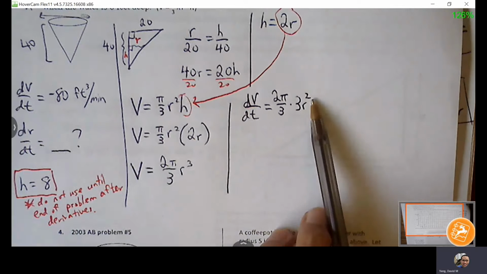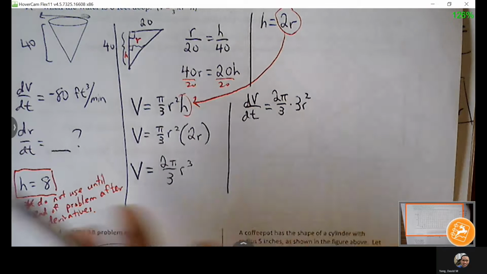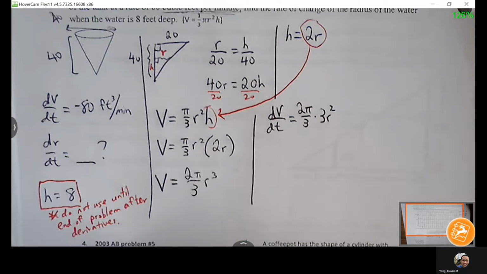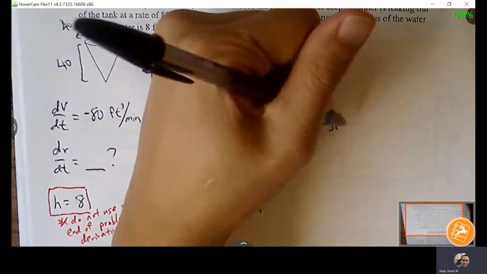Okay. What happens after I find r's derivative? Remember, time. Oh, I keep forgetting. Every variable is going to have that time component. So times what? dr, dr dt.